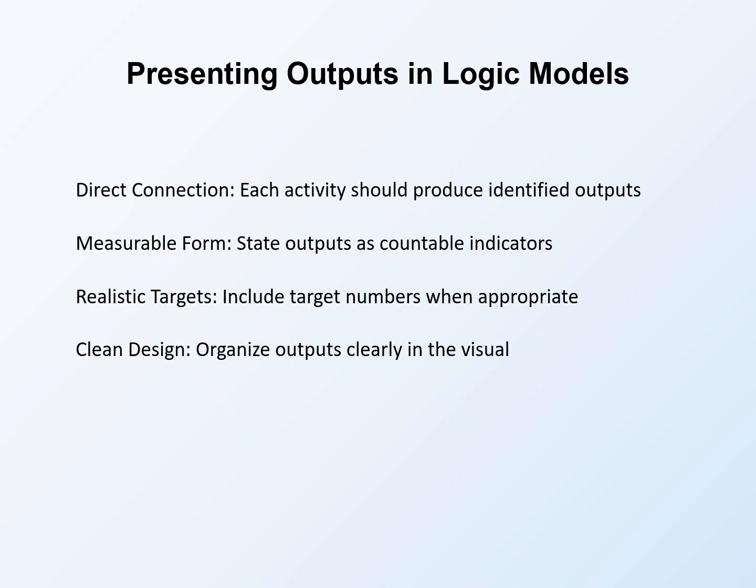Realistic targets include target numbers when appropriate. Some funders want to see output targets in the logic model. 200 participants enrolled or 50 sessions delivered provides concrete commitments. Clean design organizes outputs clearly in the visual. Group-related outputs use consistent formatting and ensure outputs are visually distinct from outcomes. The logic model should be readable and clear.